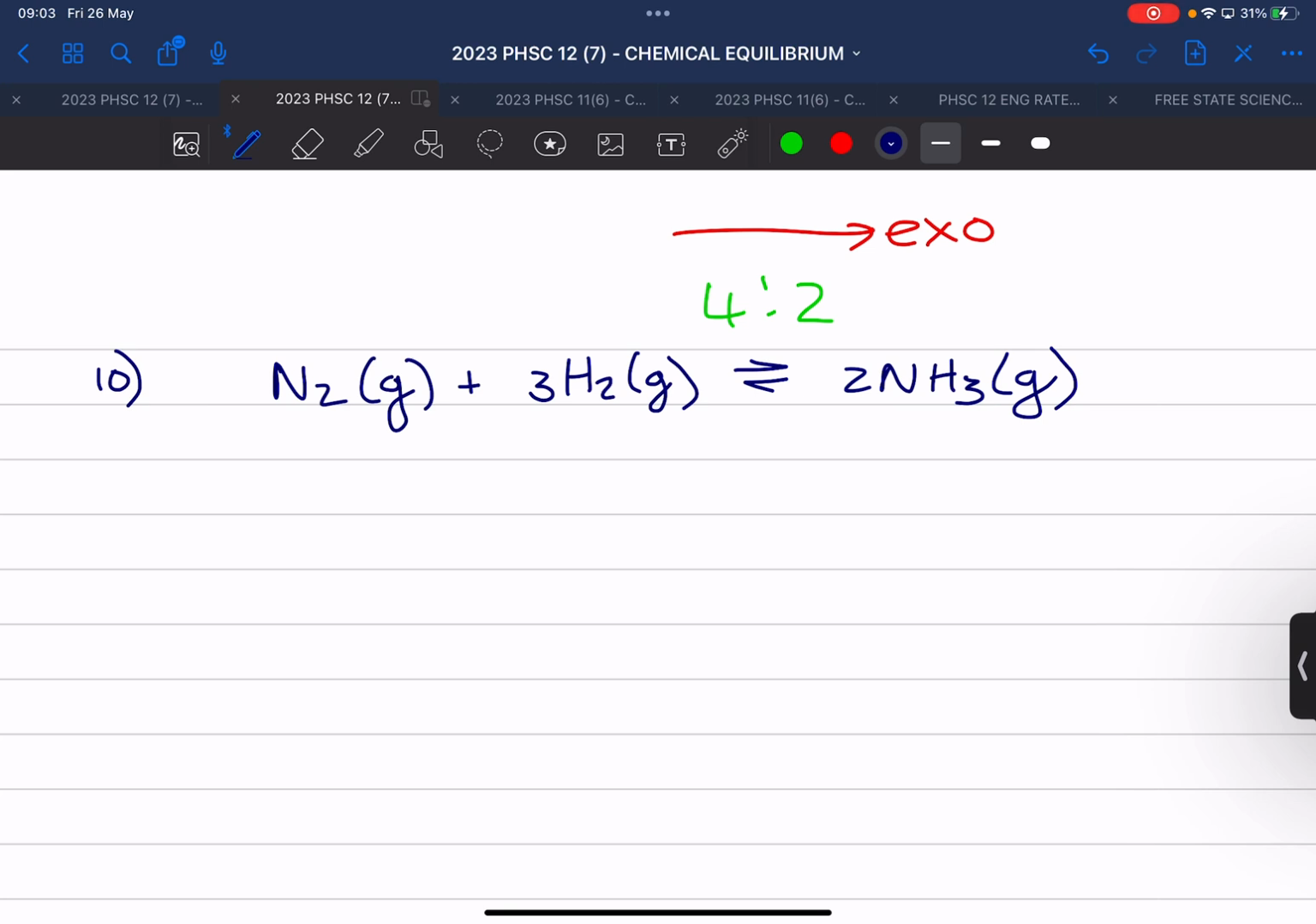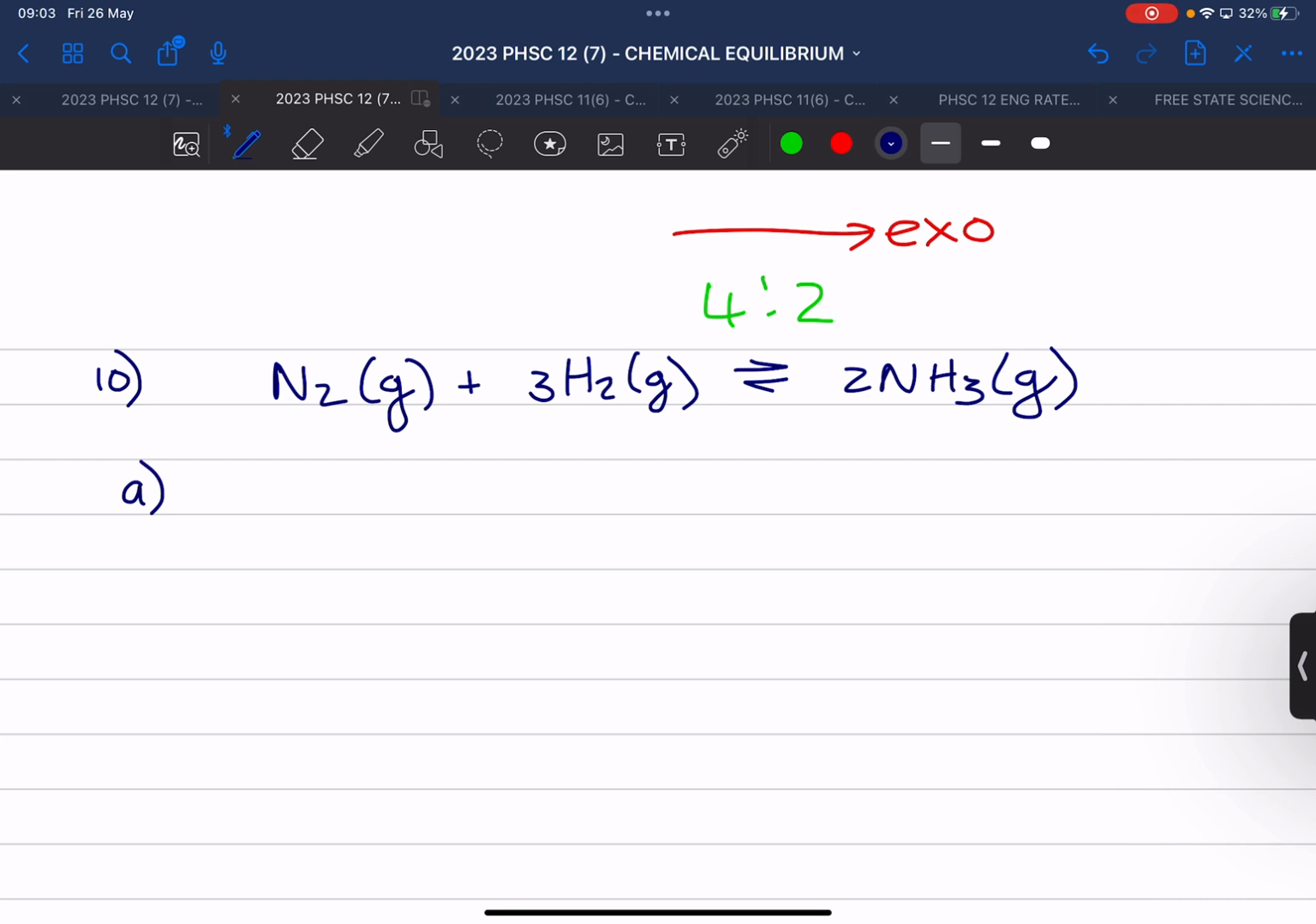They ask there, question 10a, what is the influence on the concentration of nitrogen if the equilibrium moves to the right? So they said something happened, we don't know what, that the equilibrium shifts to the right. What would happen to the concentration of that? If the equilibrium shifts to the right, what's going to happen with the nitrogen?